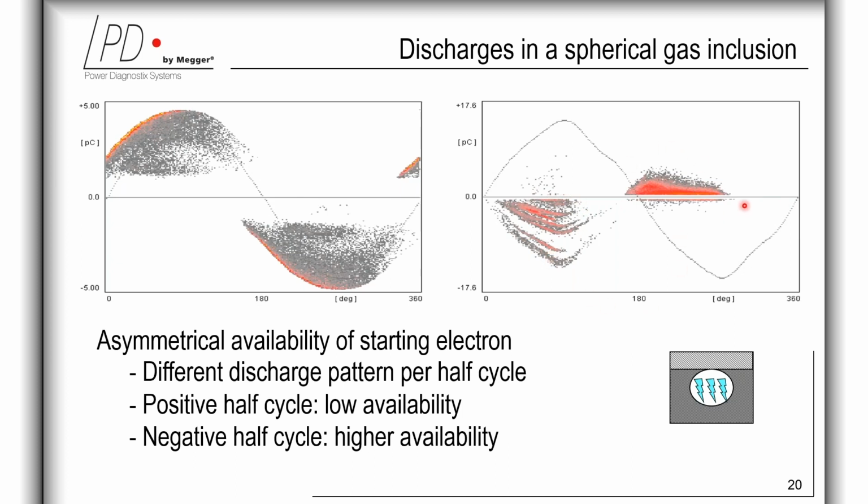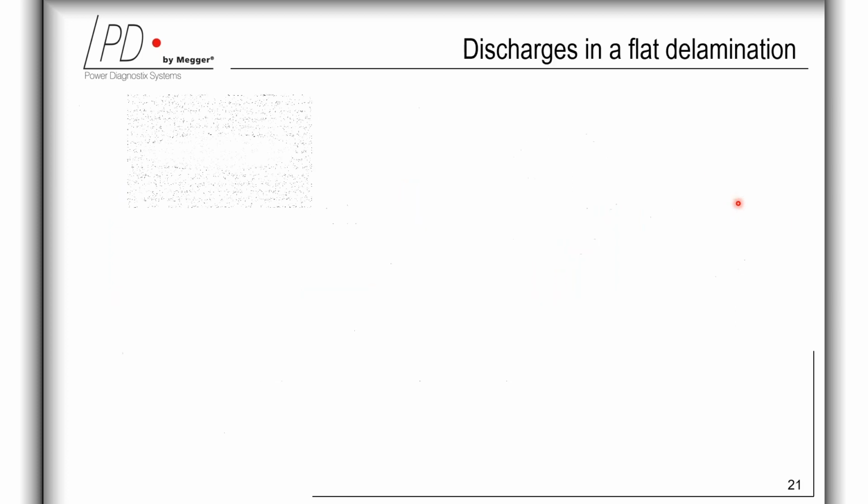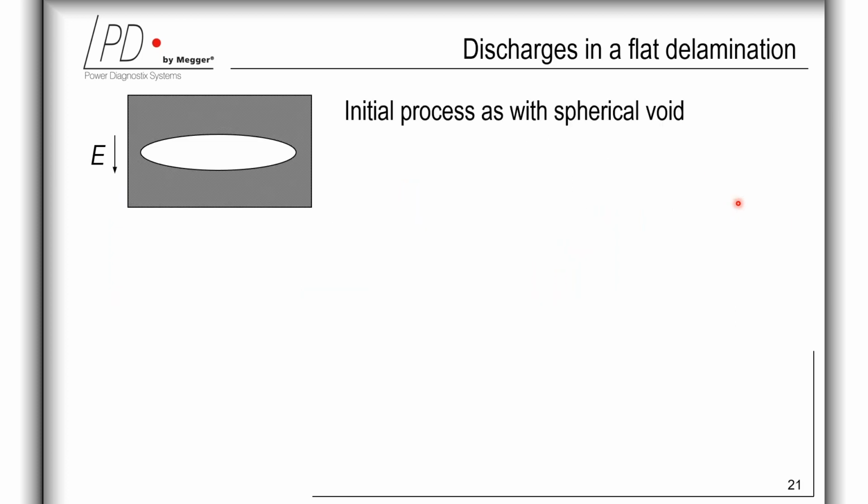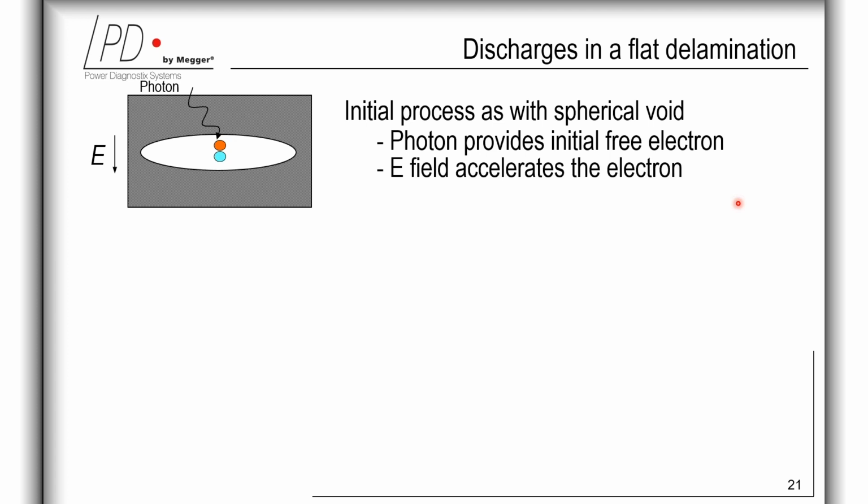But nevertheless, on the negative half cycle, the partial discharge pattern shows a higher count rate, while the magnitude is lower. Here, the partial discharge pattern changes into this typical triangular-shaped pattern of multiple voids with high availability of electrons. So unlike the previous case, if the gas inclusion is not spherical, but a flat delamination, such as air-filled pockets between layers of insulating material, then the process to derive the starting electron and to bridge the gap is identical as for the voids.